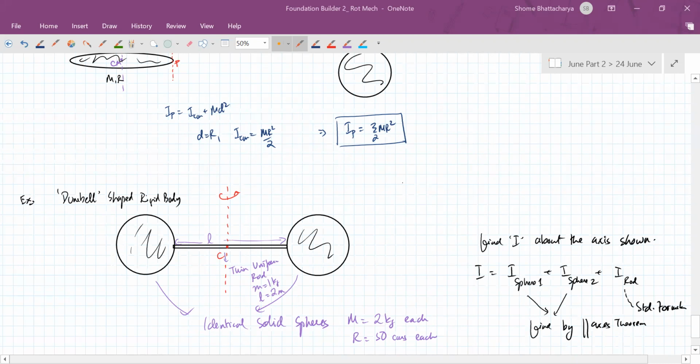Sir, it is a solid sphere. Yeah, both the spheres are solid.